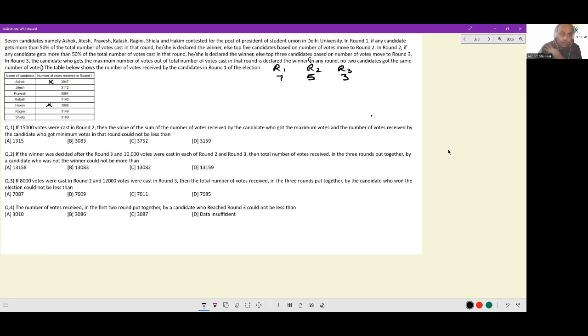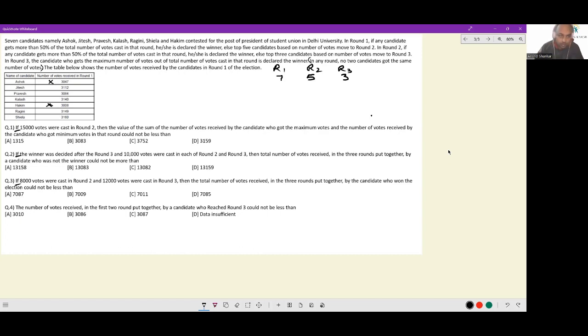Everyone else survives. But what happened in round 2? What happened in round 3? We are not told. In fact, the clue that you wouldn't get to know it is clear from the first word of the subparts that you can see, "if", which means there are cases to be checked with different conditions and different situations. You have to solve all over again repeatedly. Let's go. If 15,000 votes were cast in round 2, then the value of the sum of the number of votes received by the candidate who got the maximum votes and the number of votes received by the candidate who got the minimum votes in that round could not be less than.